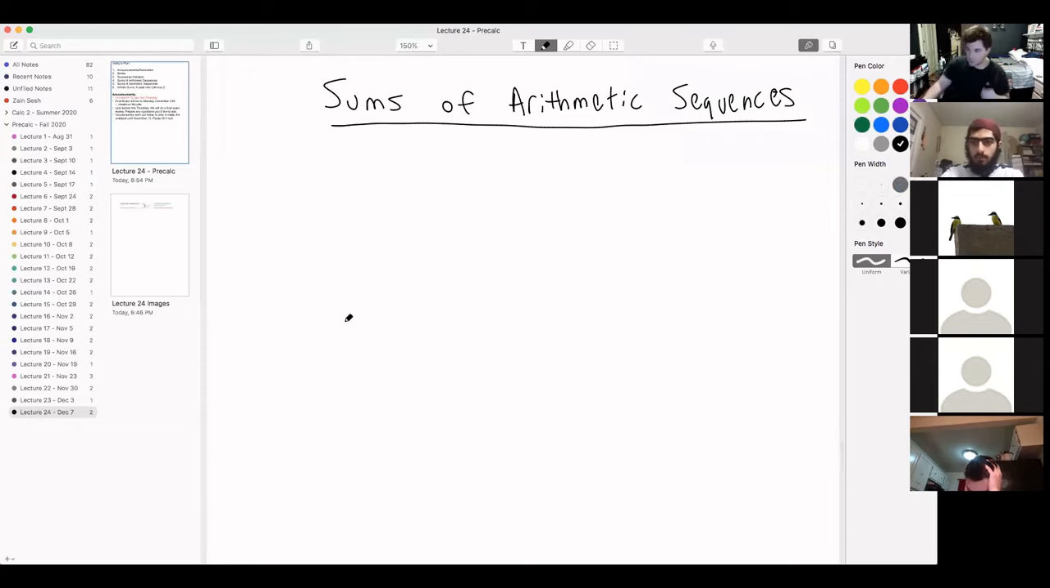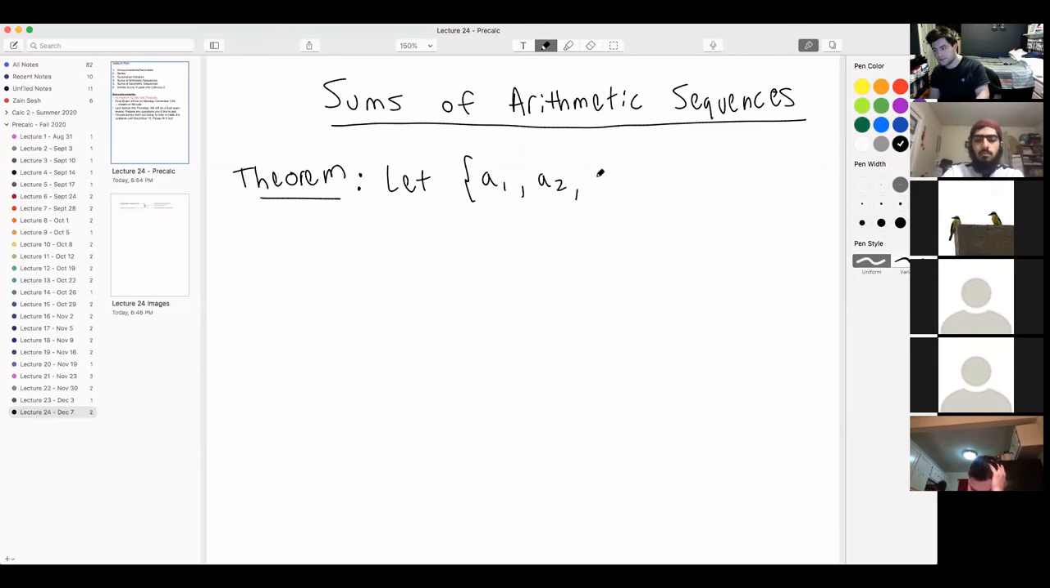Okay, good. So here we go. We actually get an explicit formula for the sum of an arithmetic sequence, and that's going to come in the form of a theorem. Okay, so theorem. All right, so let A1, A2, A3, dot, dot, dot, be an arithmetic sequence.